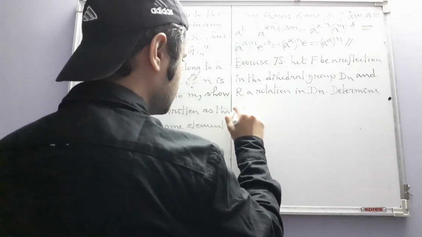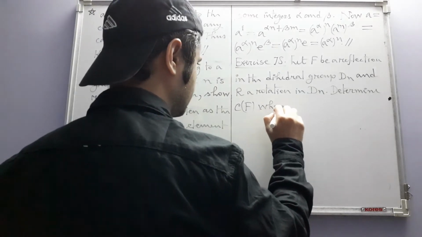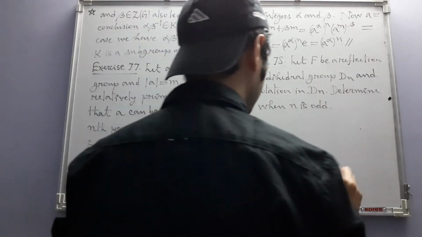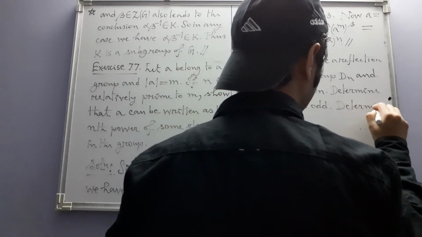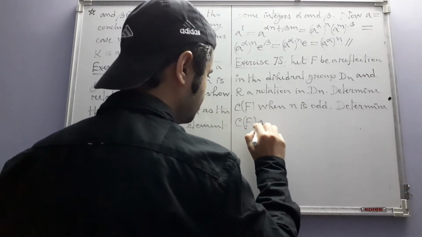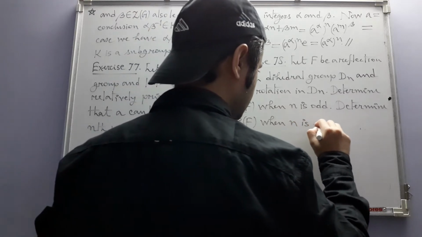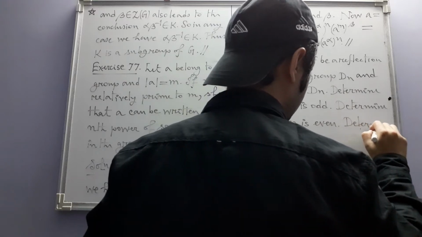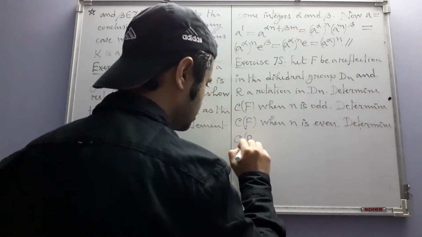Determine the centralizer of F when n is odd. Also, the centralizer of F when n is even. And lastly, we have to determine the centralizer of the rotation R.